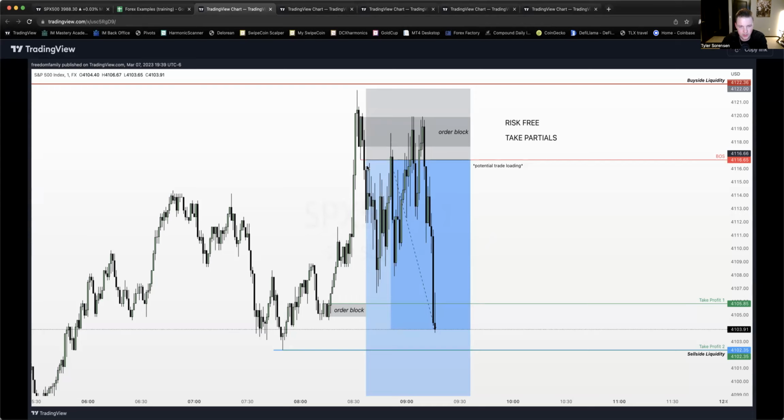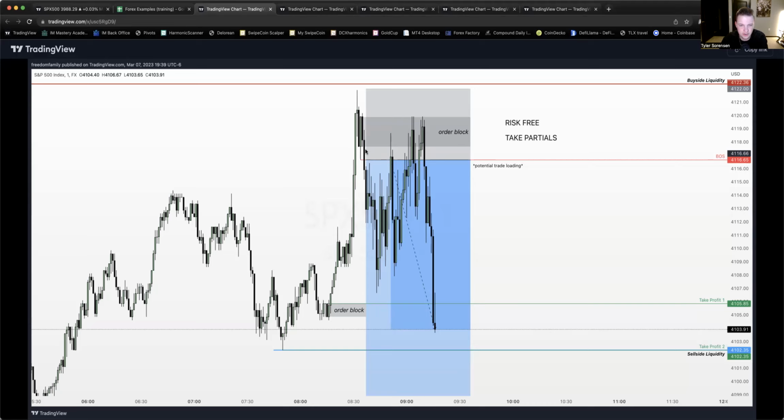Okay, so one, you could have waited and got the order block entry. It did come back. Sometimes it doesn't come back for an order block entry, just a heads up. But if you miss this or you think it moves too far and you want to wait, a lot of times you're going to get price to come back and fill the order block.